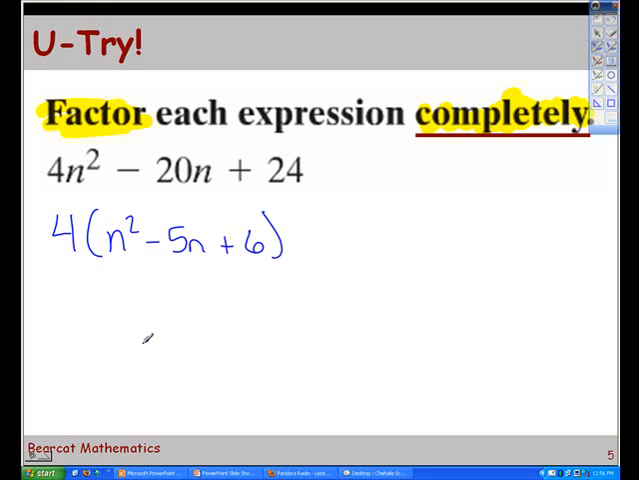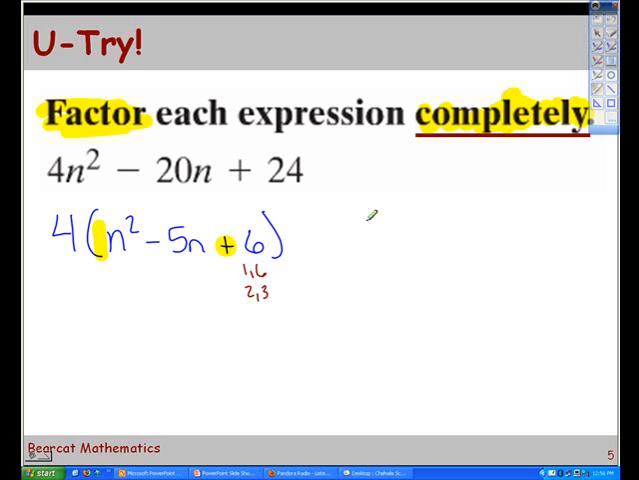This problem doesn't require the technique with the box, the AC method, because there's a 1 right here, a 1n squared. So we can do this the easier way. All we need to do is look at the factors of this last number, which are 1 and 6 and 2 and 3, and find the two that would give us a sum of 5.